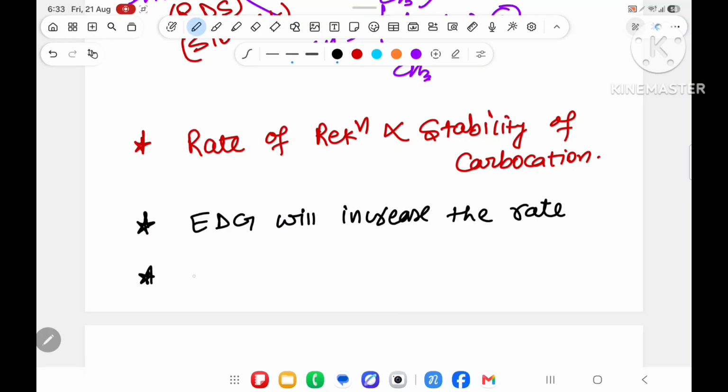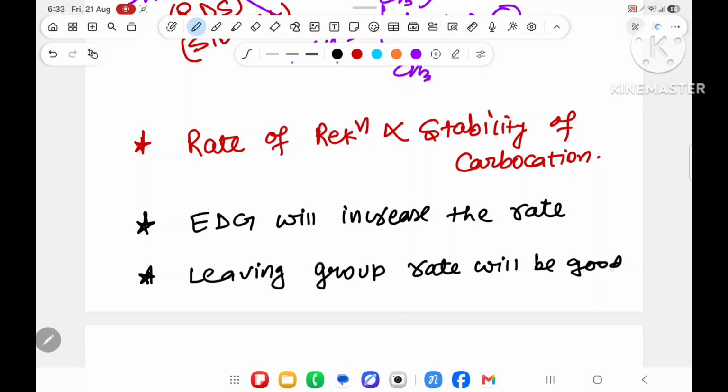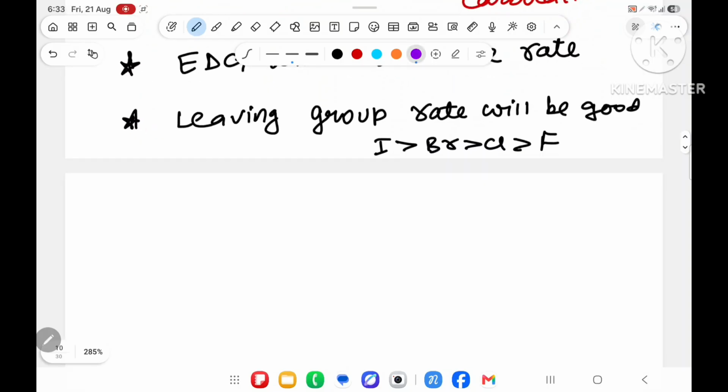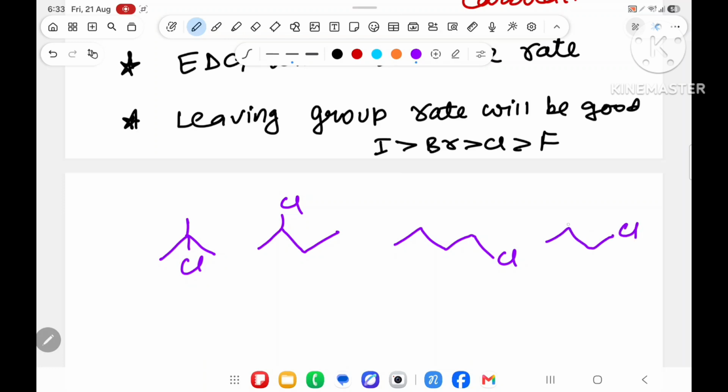Next important point: the leaving group. The rate will be good with iodine, then bromine, then chlorine, then fluorine. The leaving group needs to be good. Now suppose I write one question on this basis, with four compounds, each having Cl.